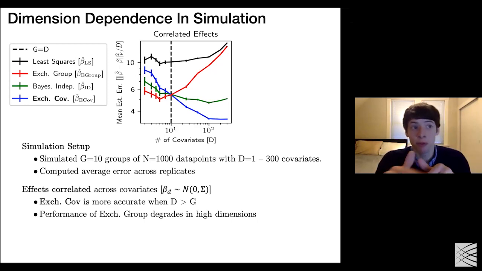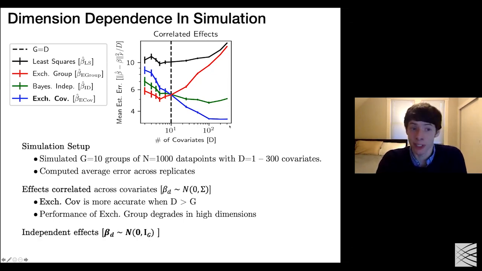performs mostly uniformly as a function of dimension. By contrast, the standard approach, exchangeability across groups, has poor performance in high dimensions, and essentially balloons up as we get higher and higher. Whereas our approach isn't performing so well in the low dimensional setting, but surpasses independent analyses as dimensionality gets higher.